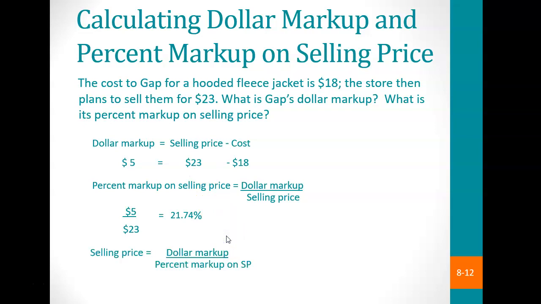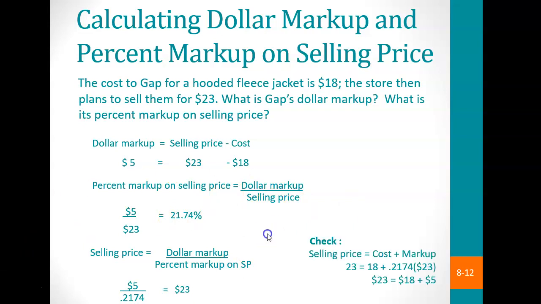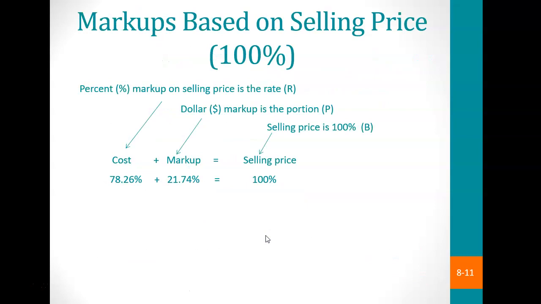So if you need to, again, go back and rewatch the video till you understand it. So once again, if I know any two of these factors, you can solve for the unknown. So again, the dollar markup we know is $5. We're saying the percent markup on selling price is 0.2174. Therefore, the selling price will equal $23. It's just a way of kind of checking your math to make sure we've done these calculations correctly. Okay, let's do one more and then we'll come back with our second video. So remember in this situation, if we know the cost plus the markup together, they must equal the selling price.